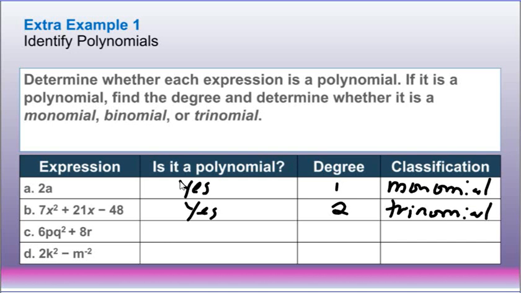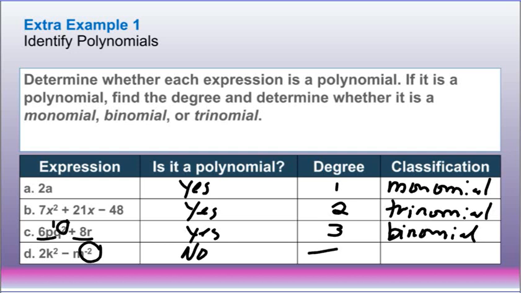Next one, each term is made up of variables and or numbers. There's no negative exponents, so yes, this is a polynomial, has a degree of 3. How did I get 3? Because I have 2 here and a 1 here. 1 plus 2 is 3. I have 2 terms, so this would be a binomial. And the last one, I notice I have a negative exponent, so no, this is not a polynomial. Therefore, I don't have a degree or any classification.